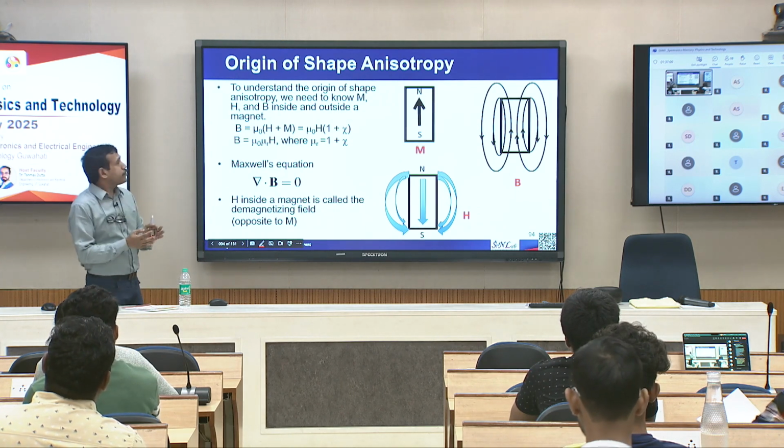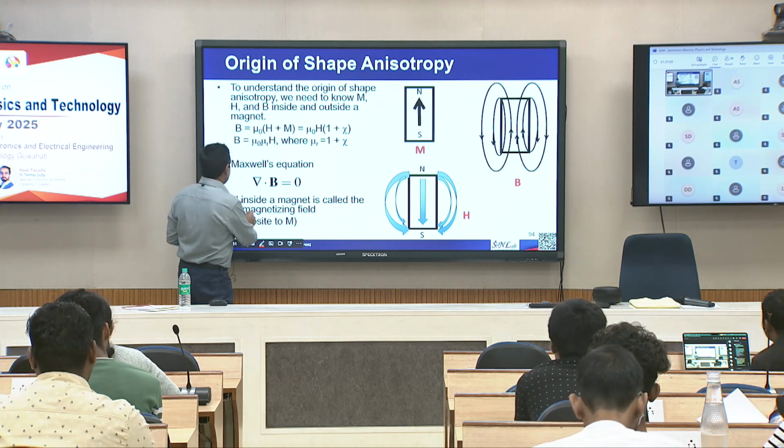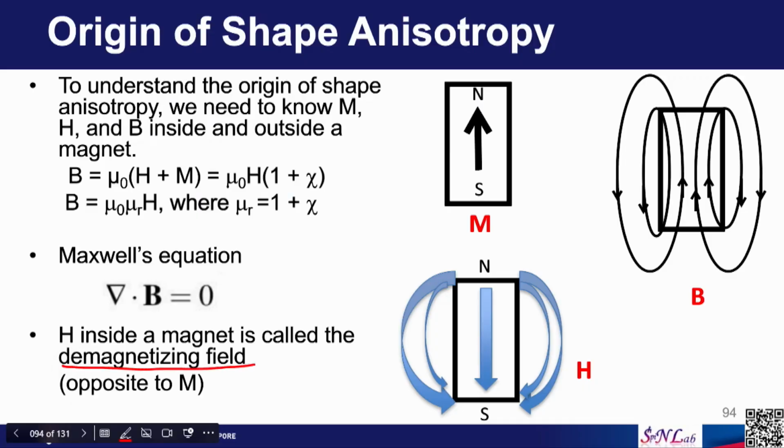So, the shape anisotropy comes from this property called the demagnetizing field. To understand this concept, I need to introduce a few more terms. So far I introduced magnetization and the applied magnetic field, but a few other things I have introduced.